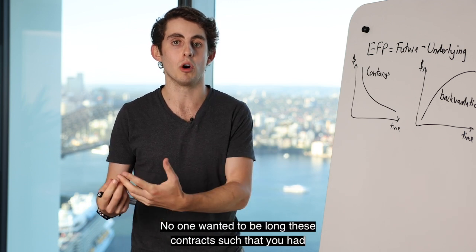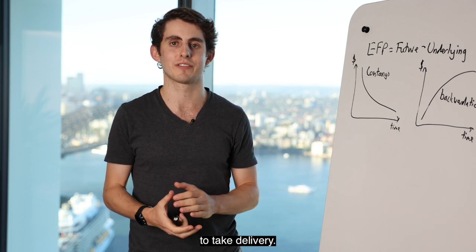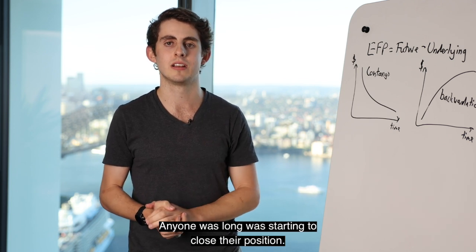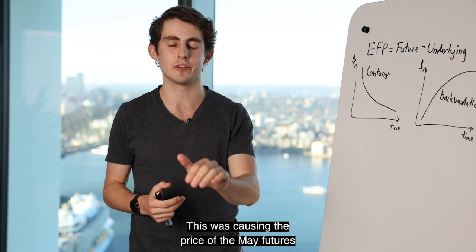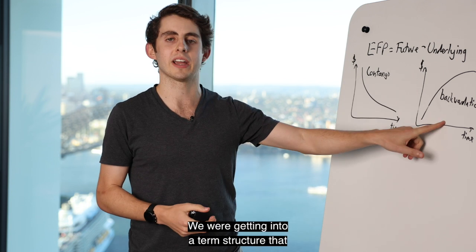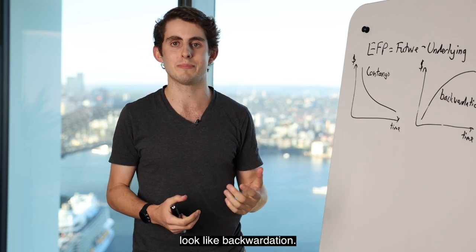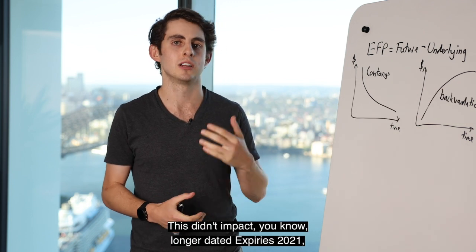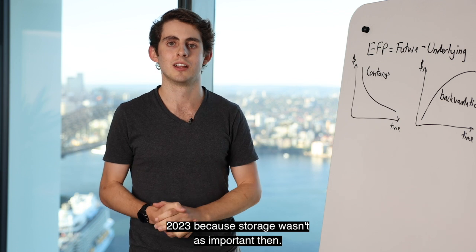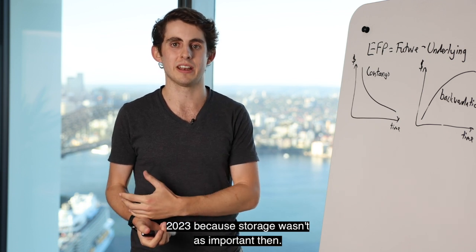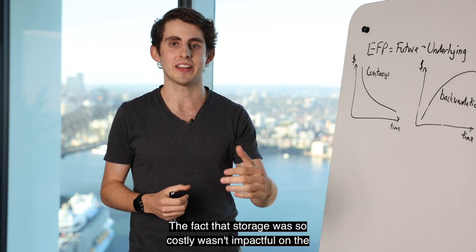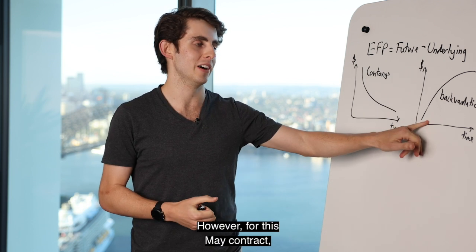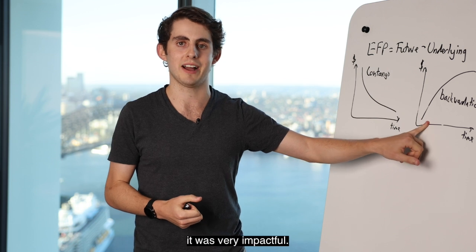No one wanted to be long these contracts such that you had to take delivery. So traders coming into expiry, anyone who was long was starting to close their position. This was causing the price of the May futures contract to decrease. We were getting into a term structure that looked like backwardation. This didn't impact longer dated expiries, 2021, 2023, because storage wasn't as important then. Delivery was so far away. The fact that storage was so costly wasn't impactful on the price of those futures contracts. However, for this May contract, it was very impactful.